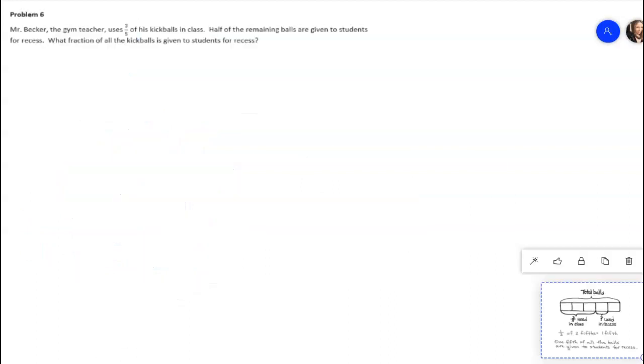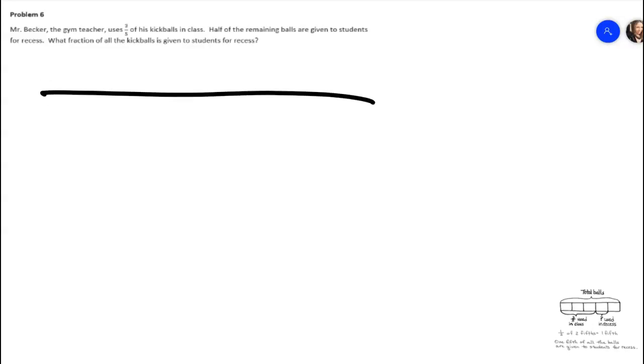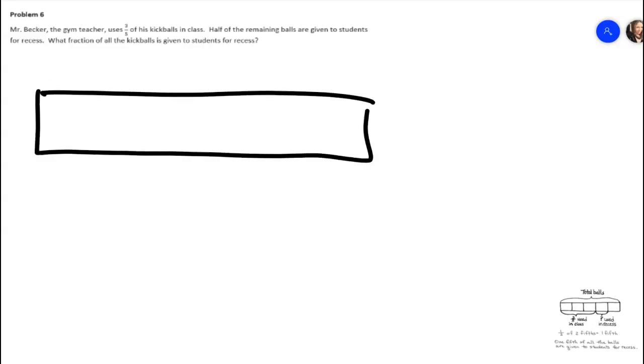Okay, last problem, problem 6. Mr. Becker, the gym teacher, uses 3/5 of his kickballs in class. Half of the remaining balls are given to students for recess. What fraction of all the kickballs is given to students for recess? So this one we're gonna divide up a little bit differently. Let's go ahead and make a tape diagram, or maybe you know it as a bar graph, of the total kickballs.